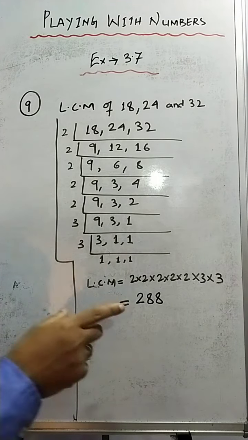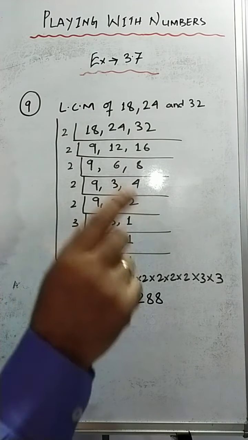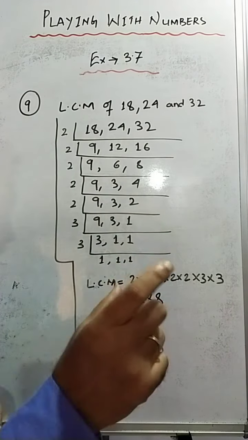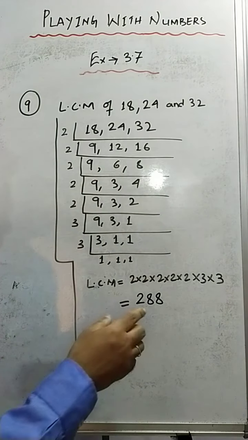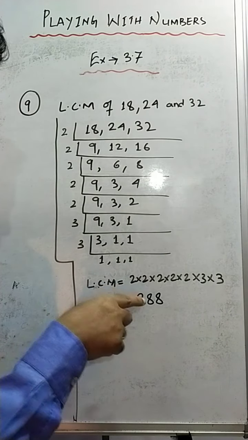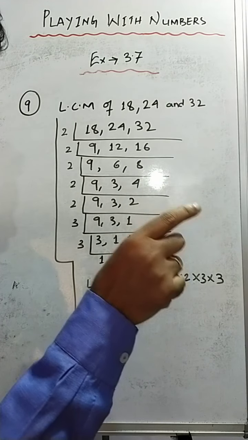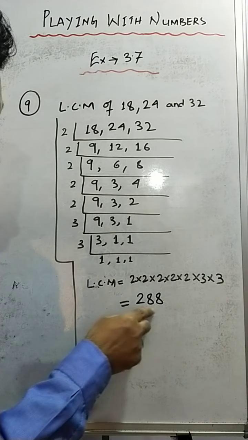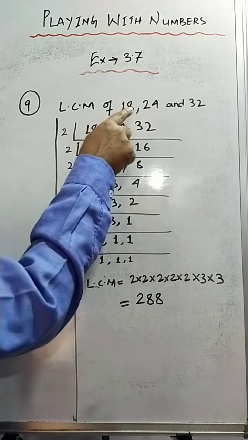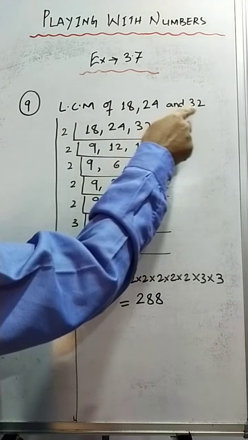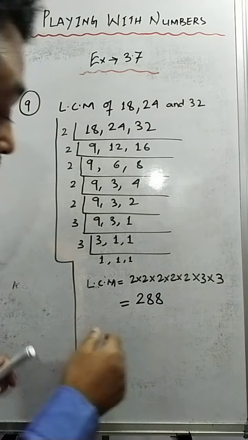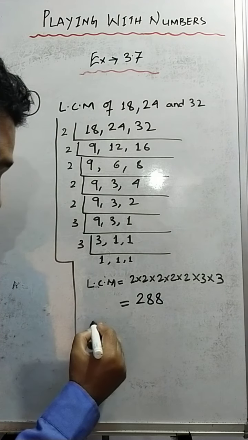But what do we have to find out? We have to find out the smallest 4-digit number. So what is the smallest 4-digit number which is divisible by 288? We'll check it first. If that 4-digit number is divisible by 288, then that number will also be divisible by 18, 24 and 32. So we know what the smallest 4-digit number is.